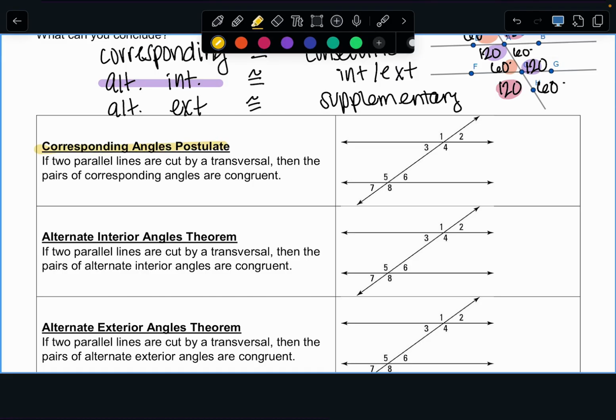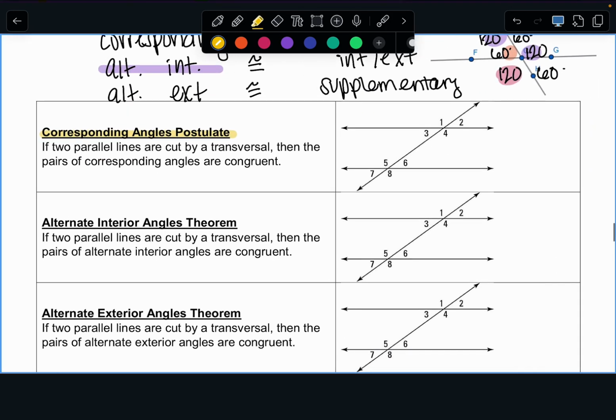First one, corresponding angles postulate. Again, these theorems only work when the lines are parallel. If these 2 lines are not parallel, we cannot say anything about the angles. We don't know anything. If they're parallel, we know a bunch of stuff. And here's what we know. If they're parallel, then corresponding angles are congruent, like we found in the exploration.